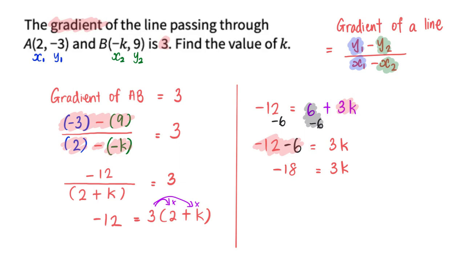So the next step would then be for me to divide by 3 on both sides, so that the final answer k will be equal to negative 6. With that, we have come to the end of this video.